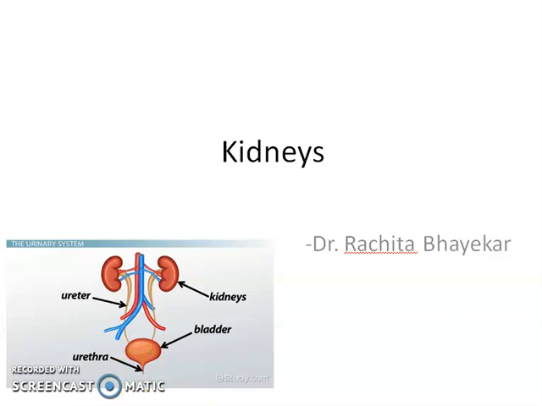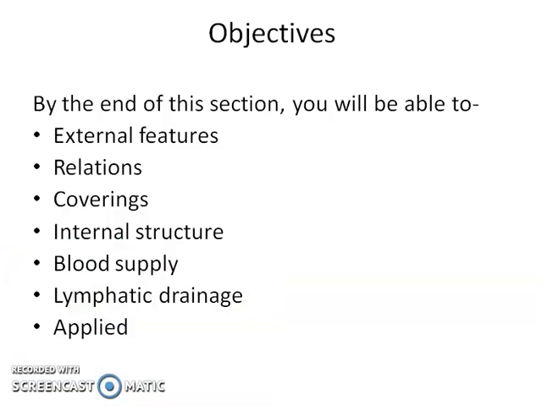In females, the urethra is smaller or short, whereas in males it is longer, and it is a part of the urinary system as well as the reproductive system. The objectives of today's session are, by the end of the session, you will be able to tell the external features, relations, coverings, internal structure, blood supply, lymphatic drainage and applied anatomy of kidney.